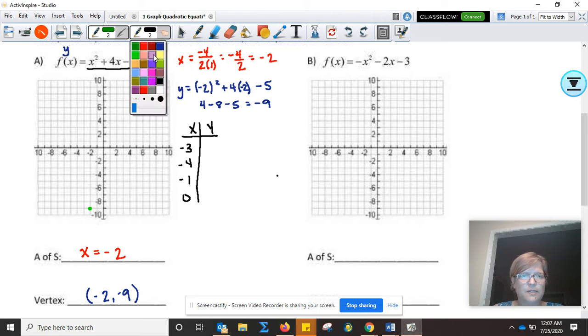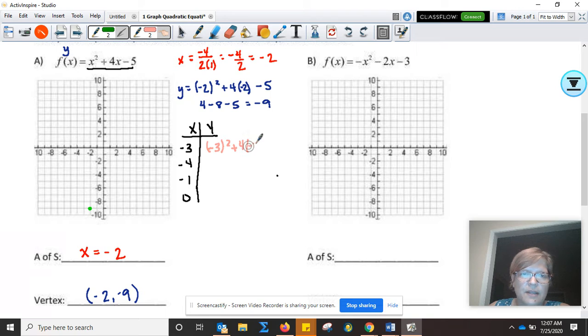So for the first one, I'm going to have negative 3 squared plus 4 times negative 3 minus 5. That's going to be 9 minus 12. So negative 3 minus 5 is negative 8. So the ordered pair is negative 3, negative 8, right here.